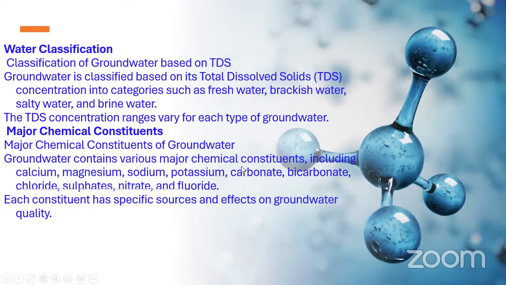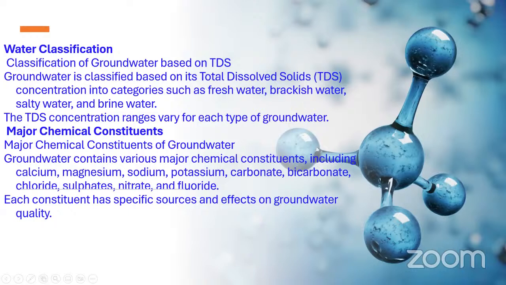So here in this slide, you can observe that I will repeat again. Water classification based on TDS, total dissolved solids, and its unit is mg per liter. That is how many milligrams of solids are dissolved in 1 liter of water. And based on these TDS values, it is categorized as fresh water, brackish water, salty water, and brine water.